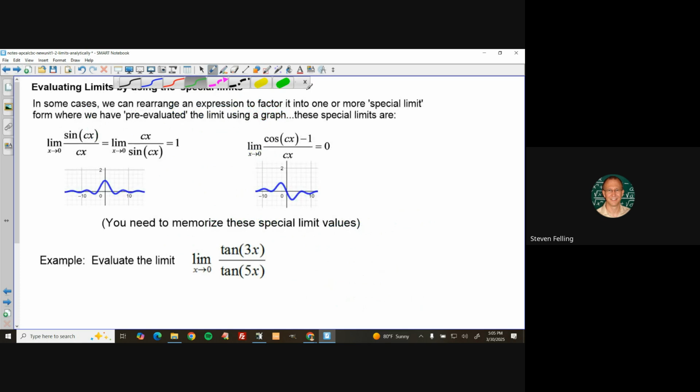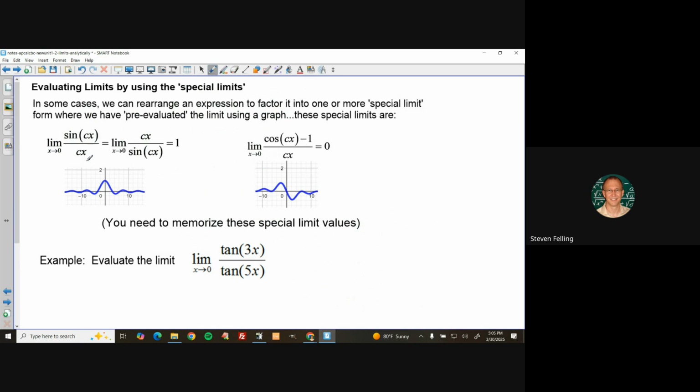Okay, another case that's sometimes useful is using what we call the special limits for trig. There are certain predefined limits that we can memorize their form. If you are taking specifically the limit as x approaches 0 of a fraction that has sine of a constant times x over that same constant times x, or if it's constant times x over sine of constant times x, you'll get a curve shape that looks like this.